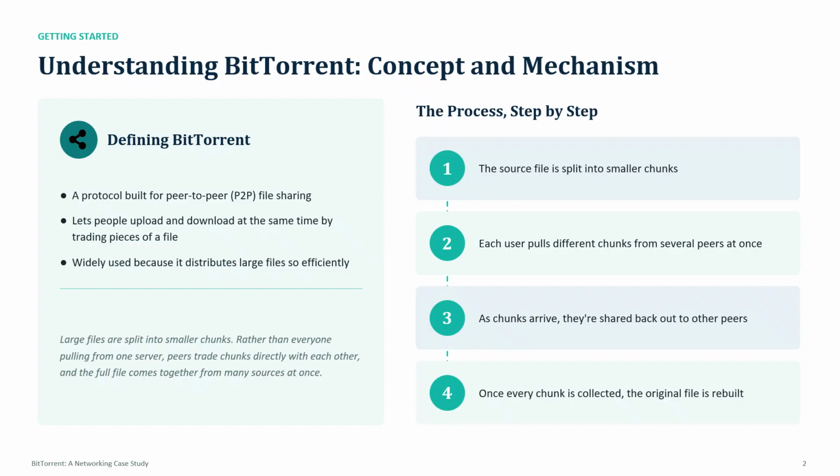What is BitTorrent and how does it work? BitTorrent is a peer-to-peer or P2P file sharing protocol. Unlike traditional downloading, where a file comes from a single server, BitTorrent divides a file into many small pieces. Users download different pieces from multiple computers called peers at the same time.